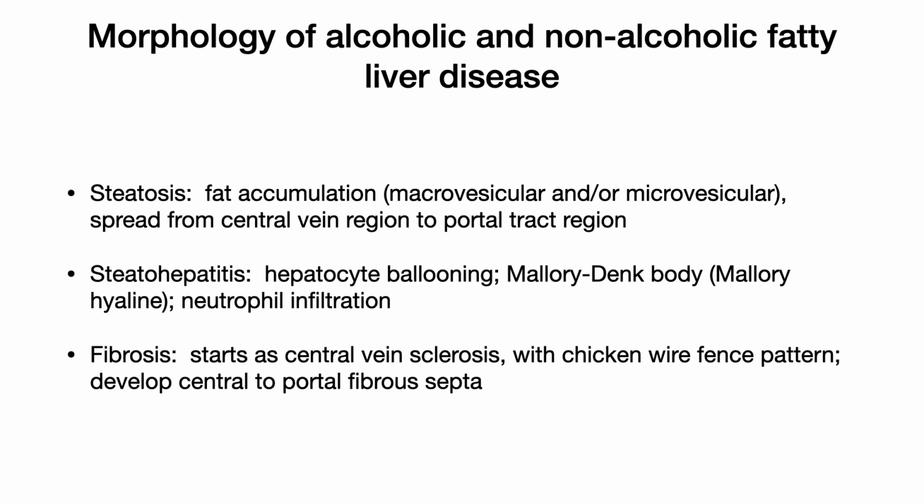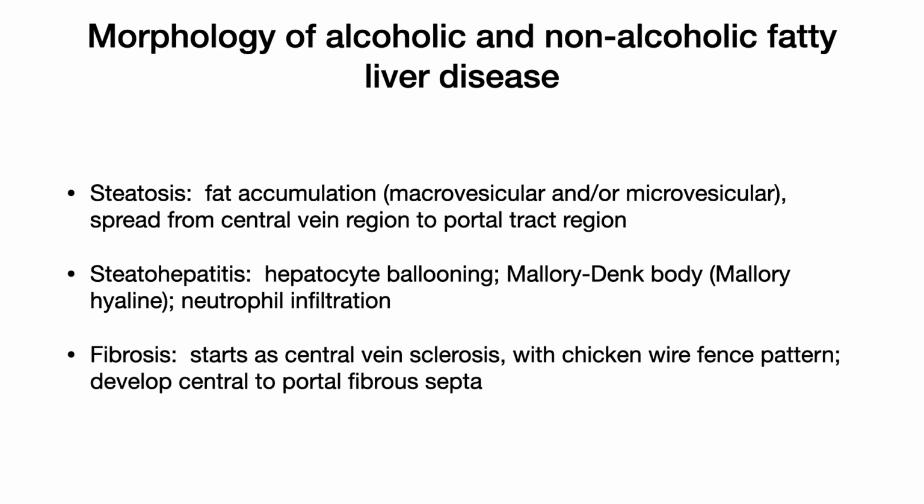You can see steatohepatitis in both, where you see ballooning of the hepatocytes. They get enlarged and have wispy cytoplasm. You can see Mallory-Denk bodies, or what's called Mallory's hyaline. These seem more commonly associated with alcoholic liver disease. And then you can see neutrophil infiltration, what's called alcoholic hepatitis.